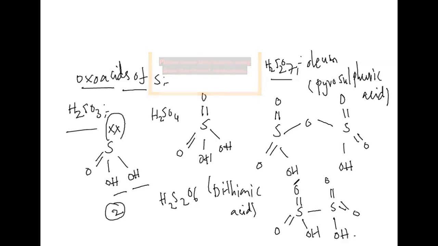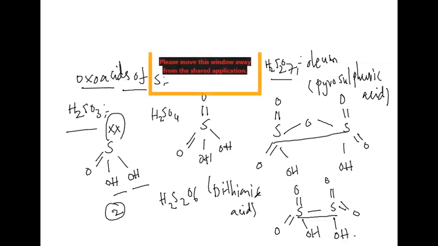They don't ask questions like this. Which of the following structures contains SOS linkage, SS linkage? Like that they are going to ask the questions. They don't ask what is dithionic acid, what is pyrosulfuric acid, and what is oleum. They'll be asking like this only. Okay.